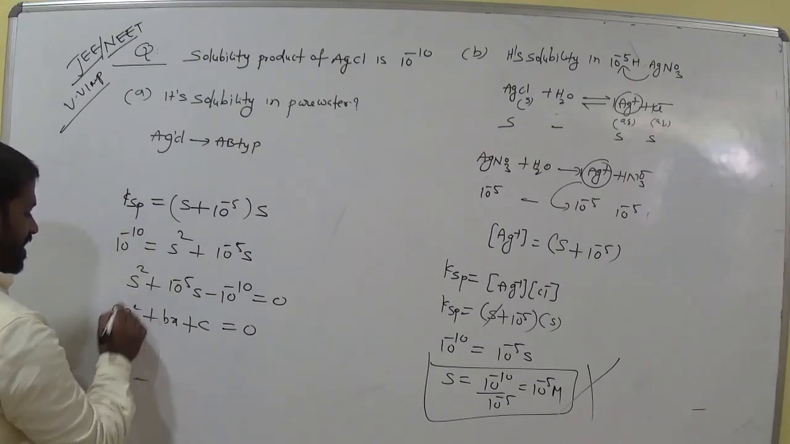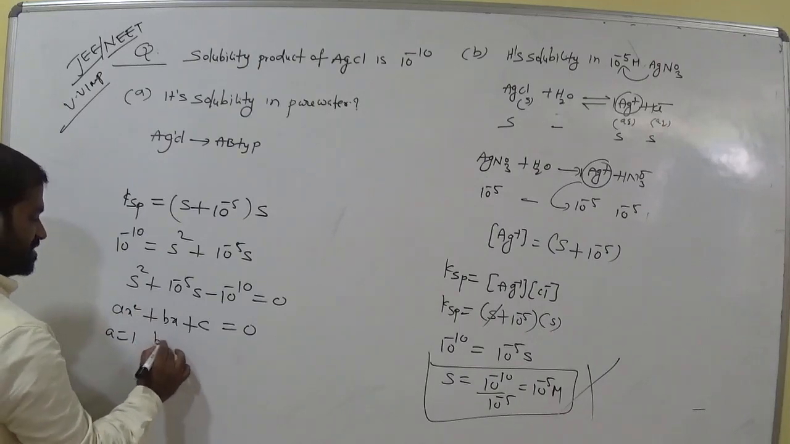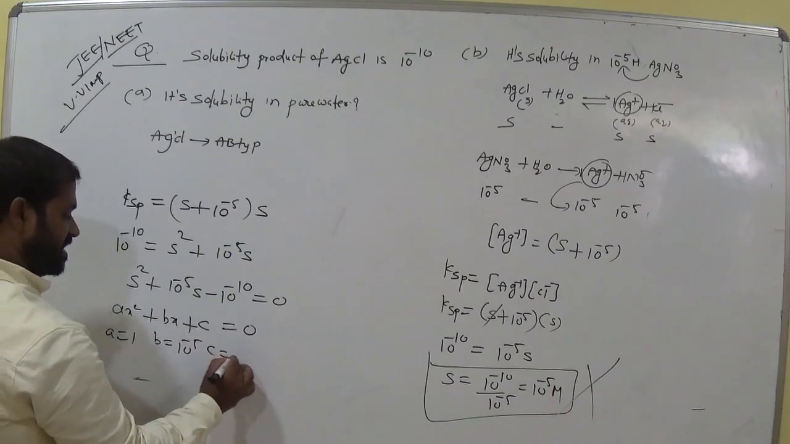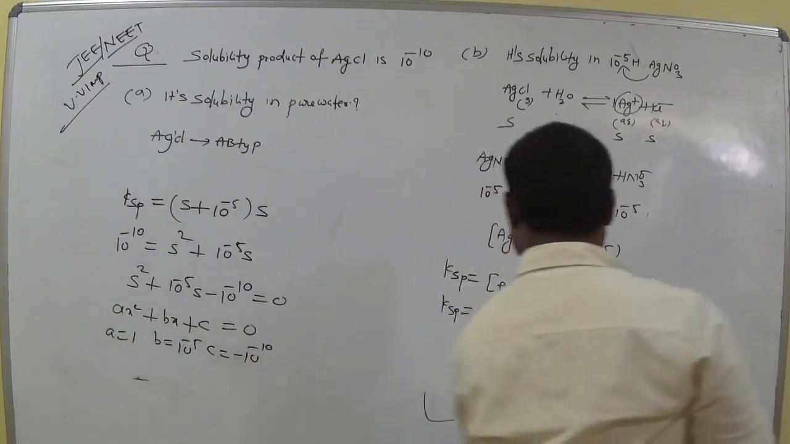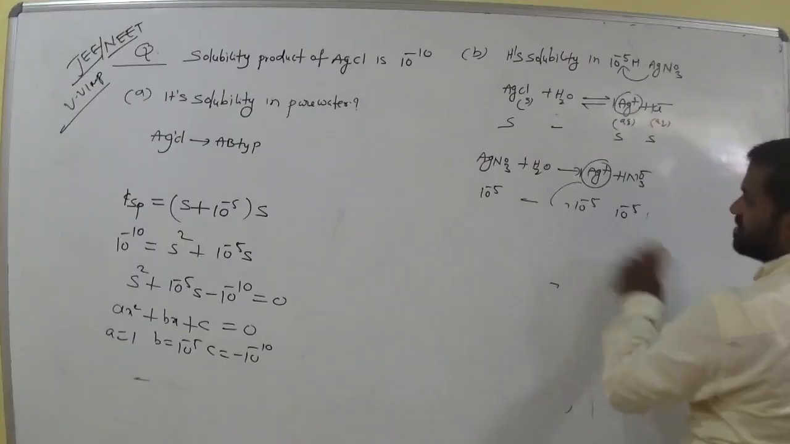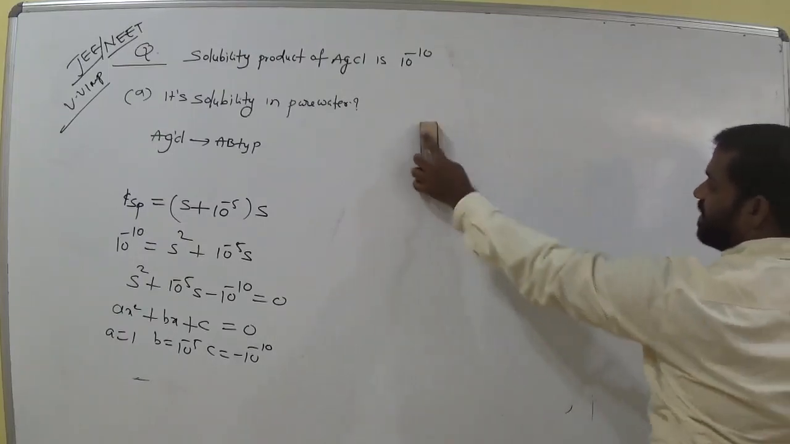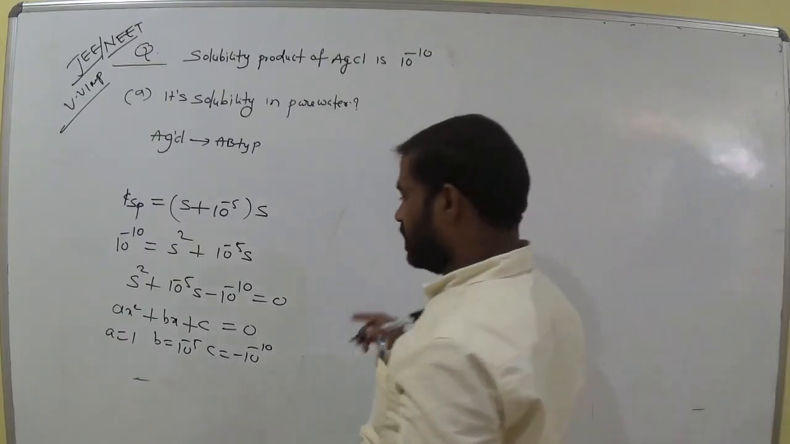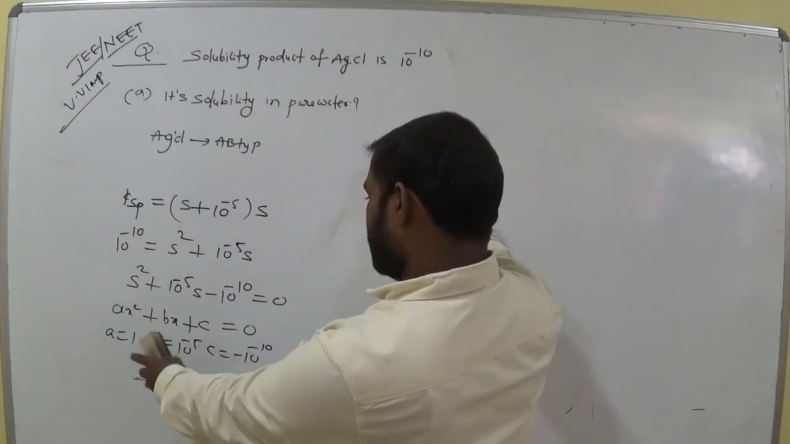Clear? Now what is the A value? This is A. A is equal to 1. Compare these two: B is equal to 10 power minus 5, C is equal to minus 10 power minus 10, am I right? Don't neglect the S value in that particular case when both solubilities are equal. Okay, now from this we have to calculate the S value.